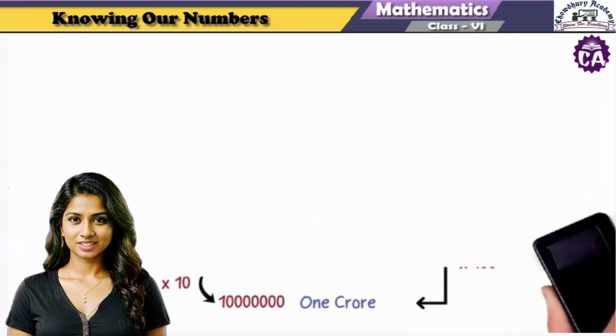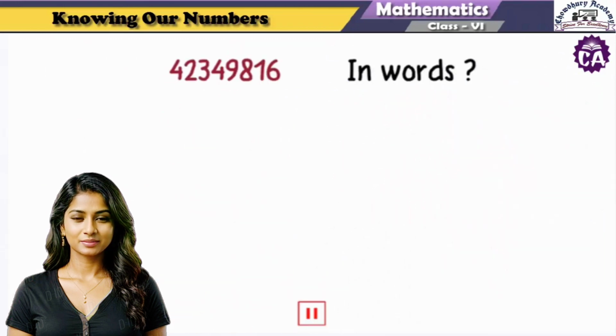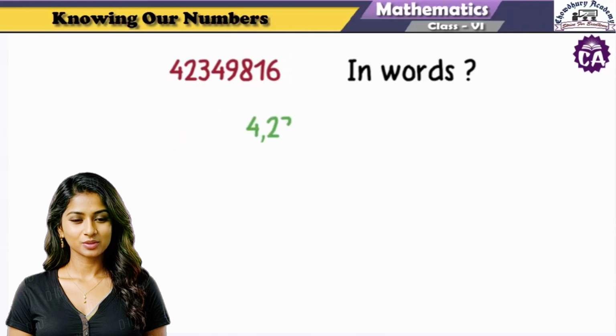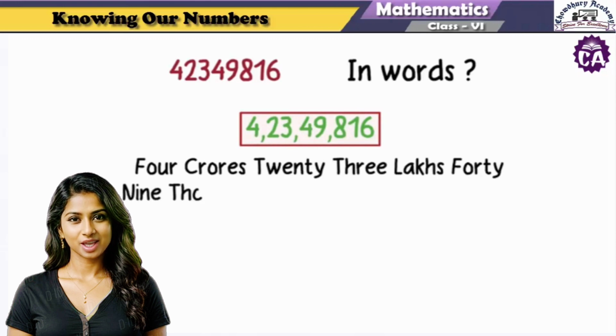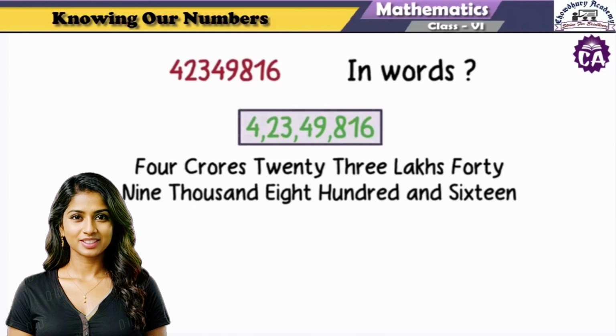So now that you understand large numbers, can you write this number in words? You'll find it difficult to do so, right? Why is that? It's because we haven't used commas here. Let me write it this way now. This clearly makes it easier. It's 4 crores 23 lakhs 49,816.